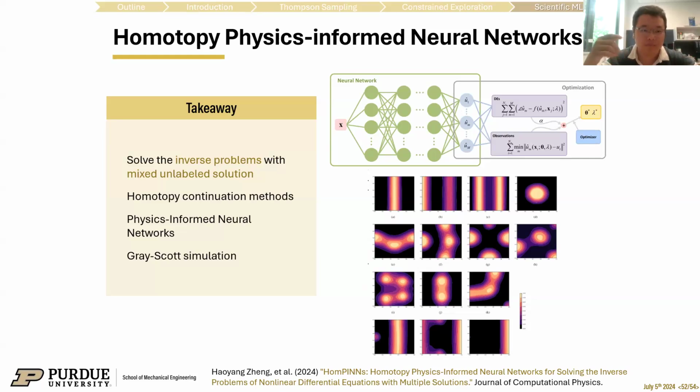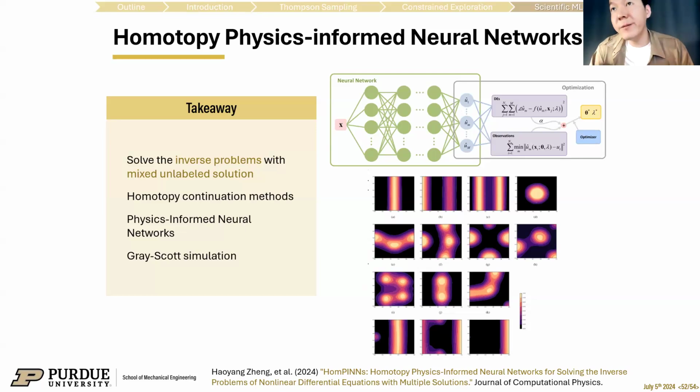So that's the idea of the original home pin paper. But for this slide, the paper you show on this slide, I'm pretty confused about the concept. So the ill-posedness of the inverse problem comes from the multiple solutions of the PDE instead of the sensitivity of the parameter. So is that correct?